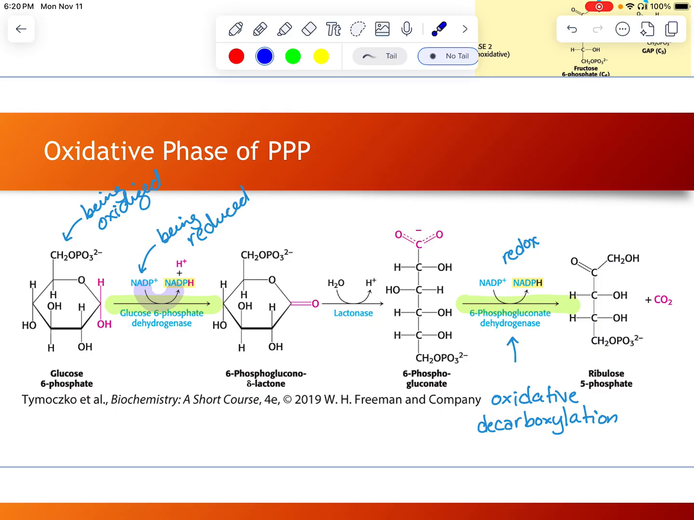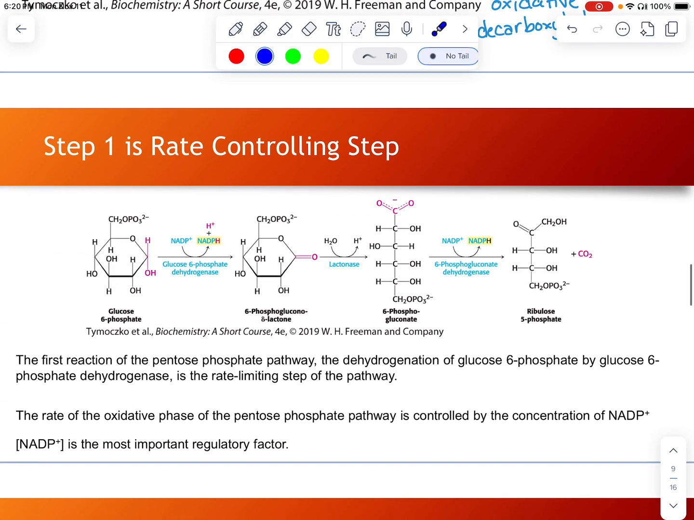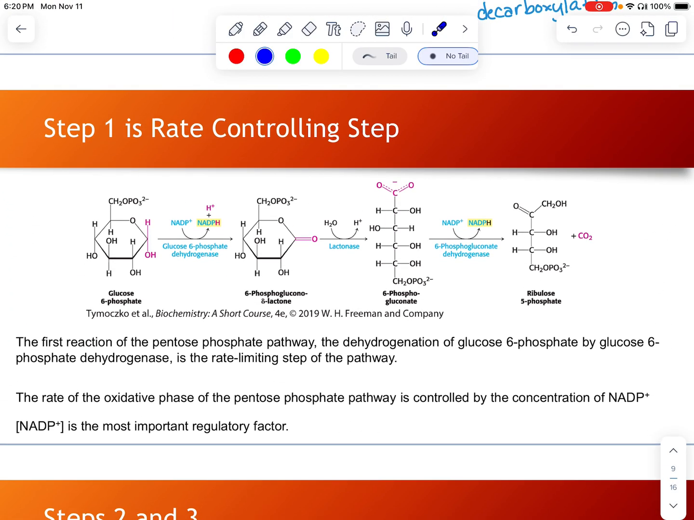Let's take a closer look at the first step, because that is the step that is rate controlling. So step 1 is rate controlling. The concentration of NADP is really what controls this reaction. If you have a low concentration, the reaction will not go forward. There's a couple reasons for that. One is because it's needed for the redox reaction to occur, right? It is one of our substrates, we need that.